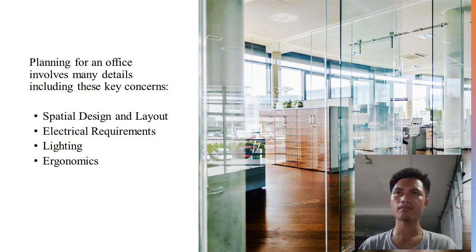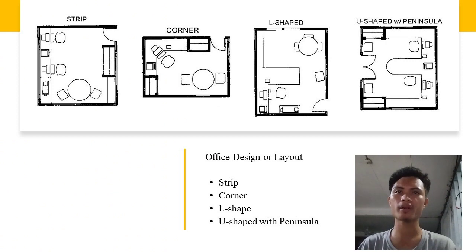So my first topic is the spatial design and layout. Spatial design and layout play a crucial role in creating a functional and productive workspace. The choice of layout depends on various factors, including the available space, the nature of work, and the preferences of the employees. Here is a brief explanation of the four layout methods. As you can see in the presentation, we have the four office designs or layouts.